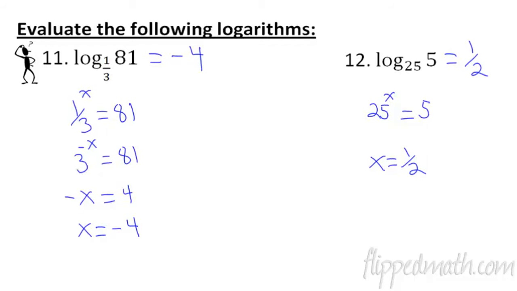Here are your answers to number 11 and 12. Number 11 was a negative 4. Number 12 was a 1/2. I'm going to explain this for a minute. If you got these answers, you could skip ahead a little bit to the next part, but I want to make sure I've gone over how to do this. This one is pretty tricky.